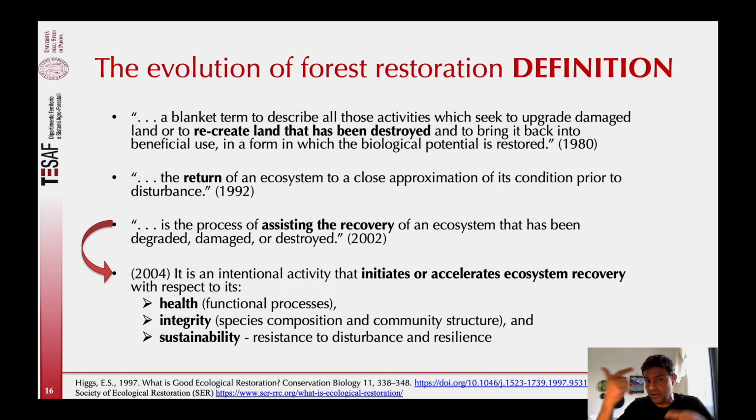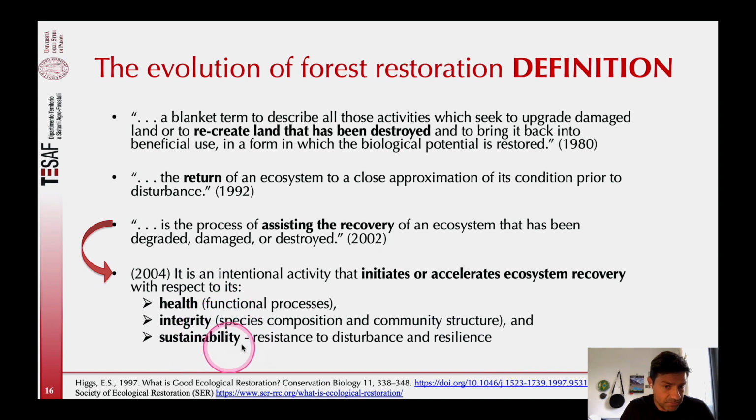restoration of ecological relationships. The integrity is also important, thinking on the species composition and community structure, not anymore thinking about restoring exactly what was damaged, what was degraded, but creating an ecosystem where the species composition can interact with each other to maintain the functions and to maintain the provision of the environmental services.